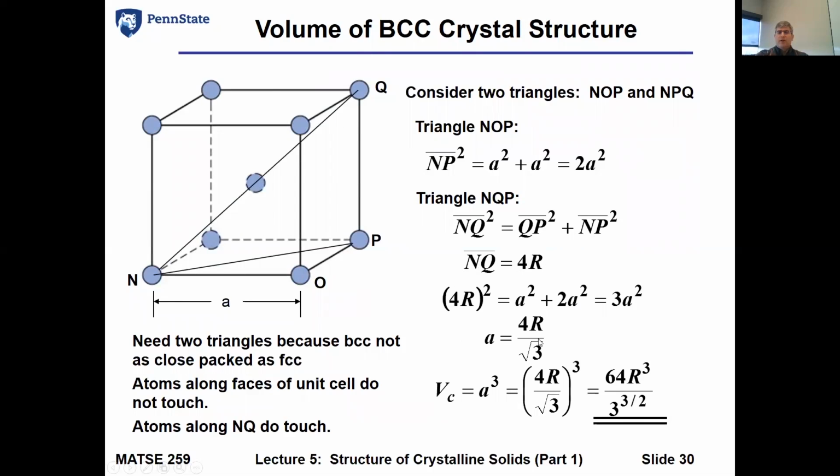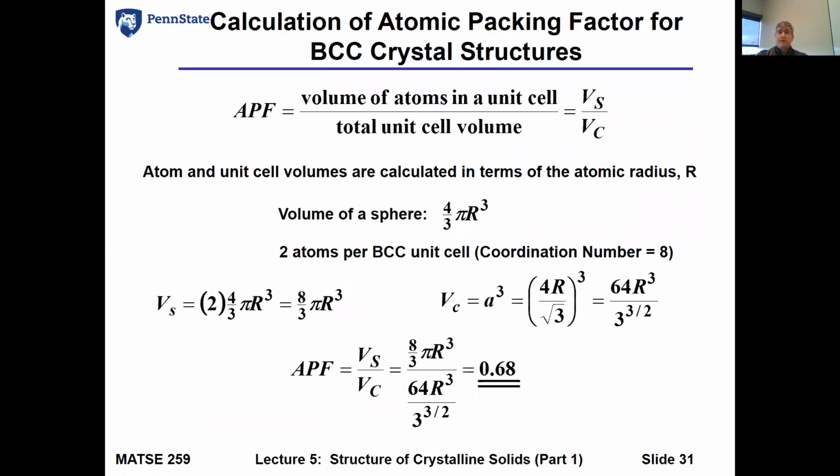And so we can work our way through, but we see that the volume for the BCC unit cell is much different: 64 R cubed over 3 to the 3 halves. All this comes about because these atoms are not touching along every orientation as we had with the FCC, primarily because the BCC crystal structure is not close packed. I'll repeat that, BCC is not close packed. And so we can figure out the atomic packing factor, and we see that this lack of close packing comes out to an atomic packing factor of 0.68.